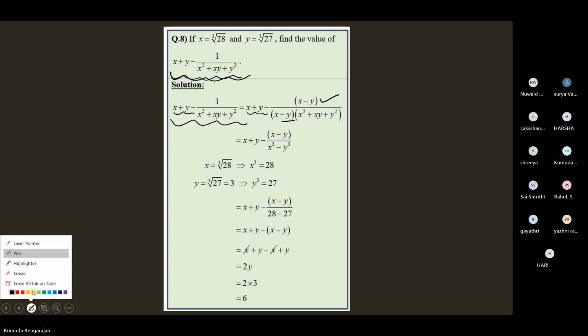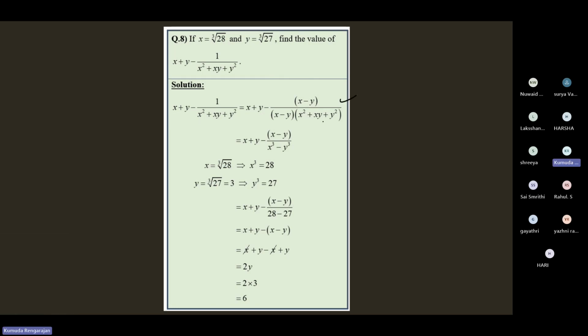So we have to find the value of this expression. So that's what you see here. x plus y as it is. You multiply the numerator and denominator with x minus y. That's the first step. Next step, this one you can see as it is, minus x minus y as it is. And this one, by using the identity, is x cubed minus y cubed. Now here we're going to substitute the values, right? x is given to be cube root of 28. So when you cube on both the sides, x cubed will be 28. Here also y is equal to cube root of 27, which is 3. So y cubed will be 27.